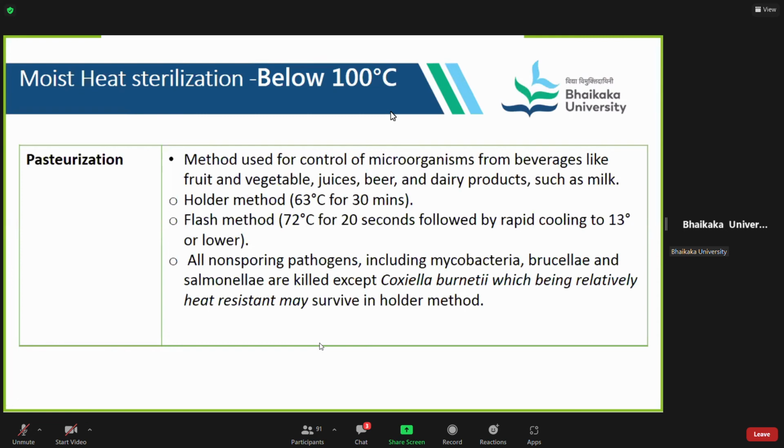So in dry heat, we have learned flaming, we have learned incineration, we have learned hot air oven. In moist heat sterilization, in the table where classification was shown, I had said, depending on the temperature, it can be less than 100, at 100, or more than 100 degrees centigrade. So less than 100, the most common technique which is being used is pasteurization.